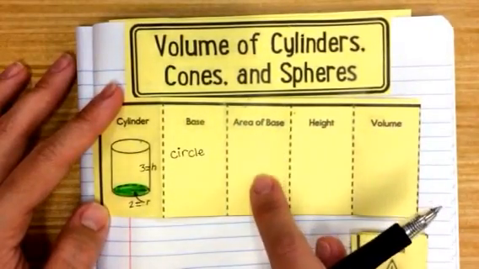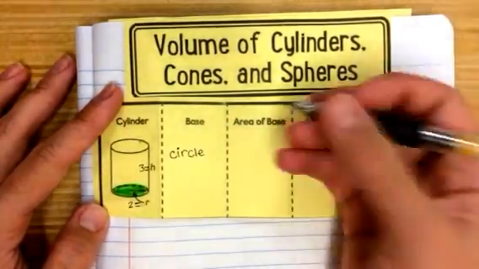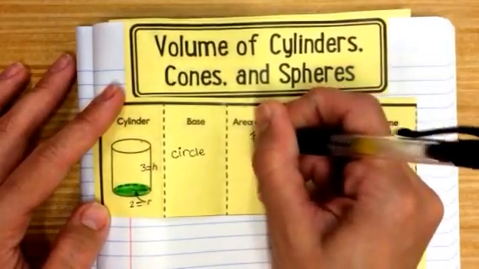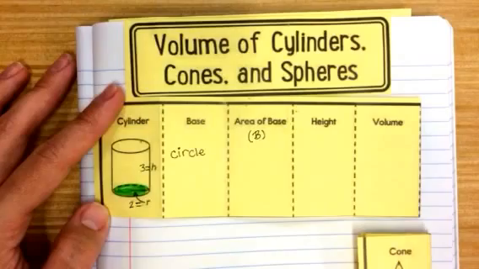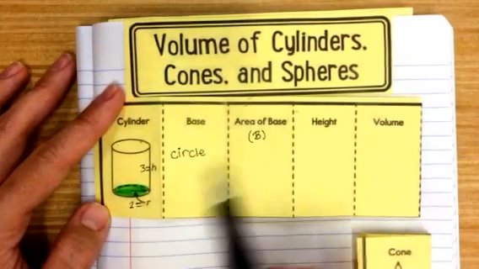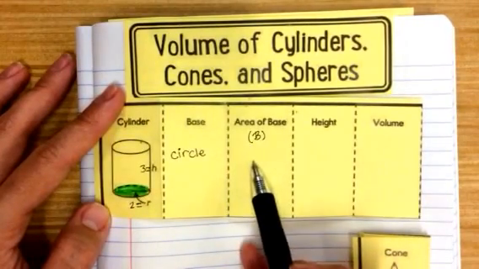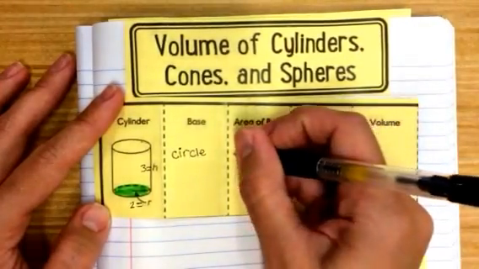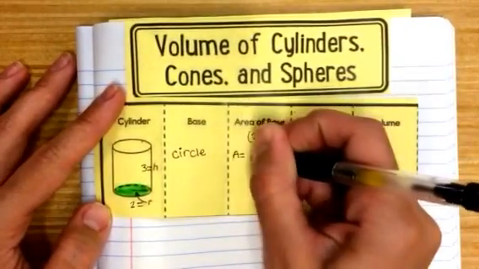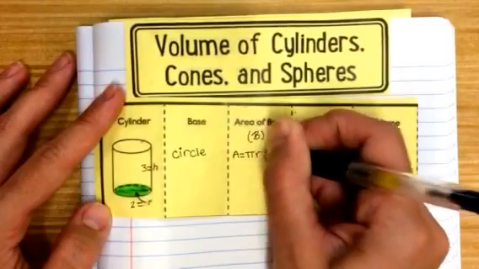The next thing that we need to do is find the area of the base. This is what we're going to call capital B. And this is what you see on your formula charts. You're going to see capital B. Now that doesn't stand for you plugging in the 2. That means area of the base. So since the base is a circle, you're going to have to remember from our previous lesson that area of a circle is pi r squared.